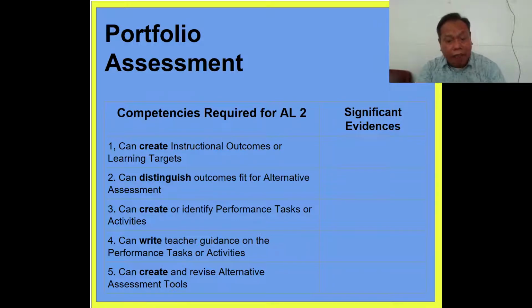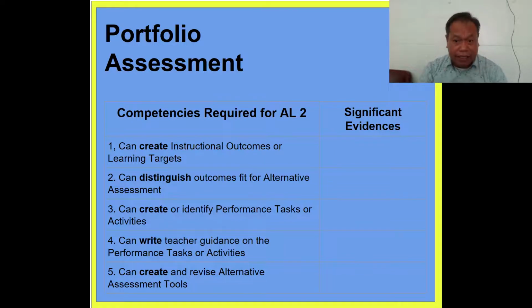The competencies required for AL2 are as follows. Number one, you can create learning targets. Okay. Number two, you can distinguish outcomes fit for alternative assessment. And what are those? They are the performance task, whether a product or performance task, no? Process or product. And then affective, it is also good to do alternative assessment for affective things, no, or learning. And then create or identify performance tasks or activities.